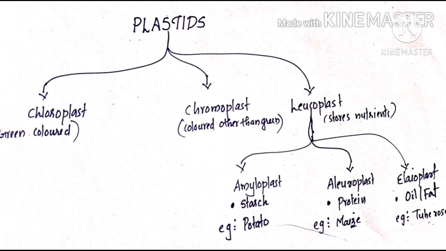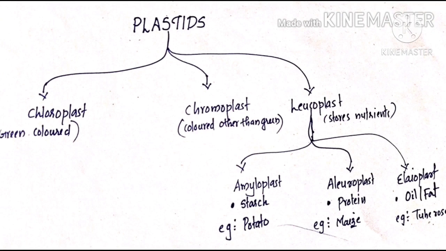Leucoplasts do not store any pigment. Instead of pigments, they store nutrients. So, nutrient storing plastids can be called leucoplasts. Leucoplasts are further divided into three types, and they are amyloplast, alluroplast, and eleoplast. Amyloplast is the type of leucoplast which stores carbohydrates such as starch, whereas alluroplast is a type of leucoplast which stores protein. And eleoplast is also a type of leucoplast which stores oil or fat.